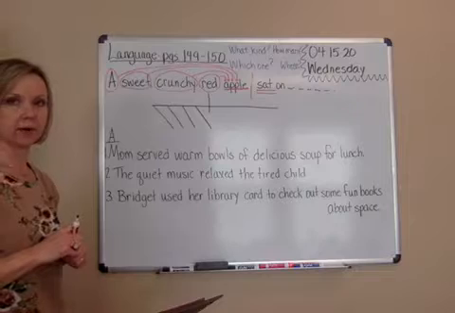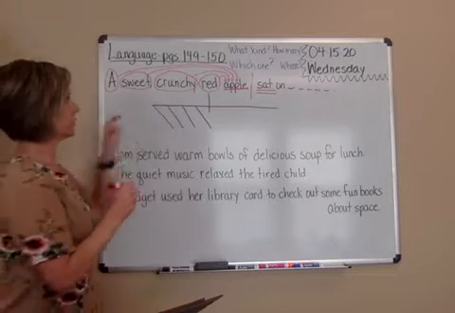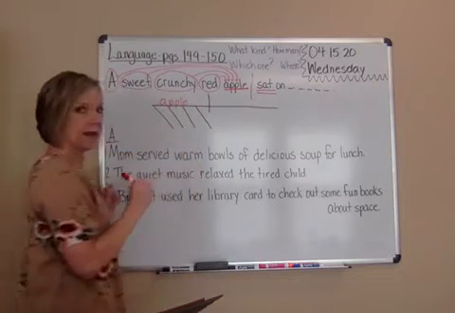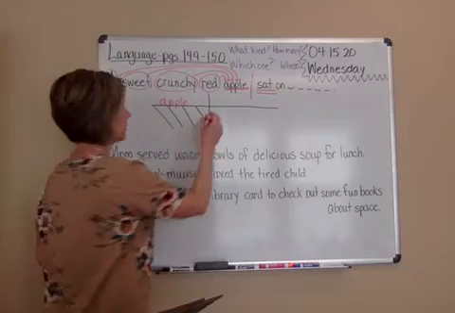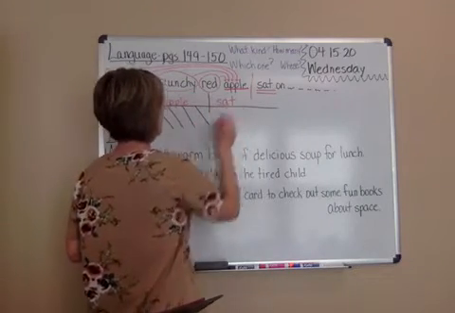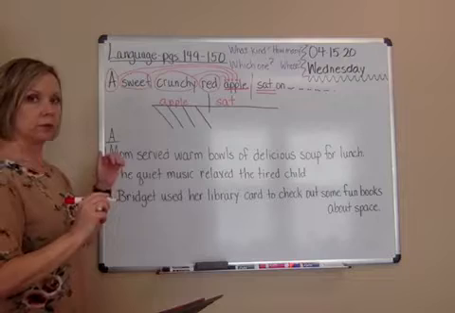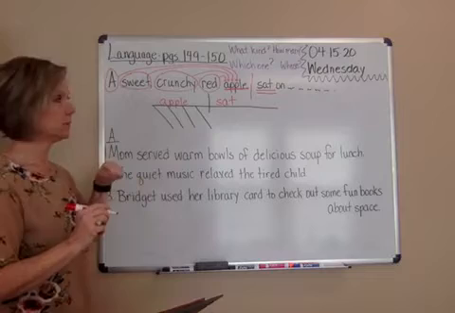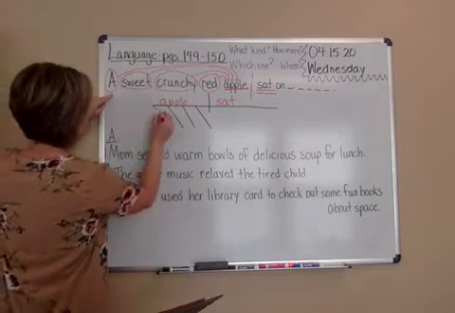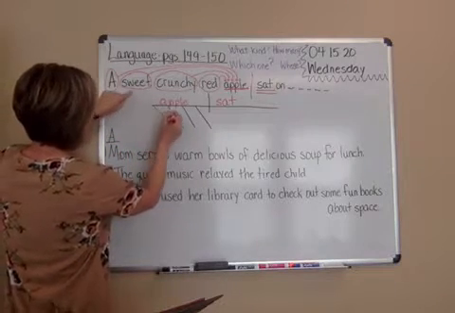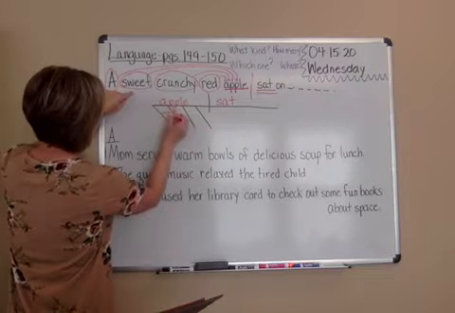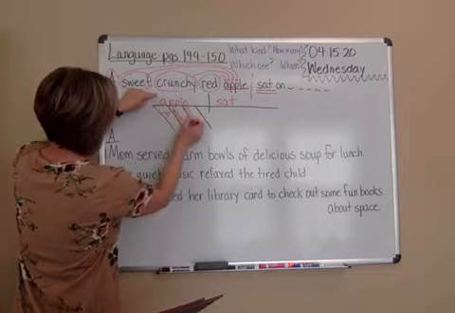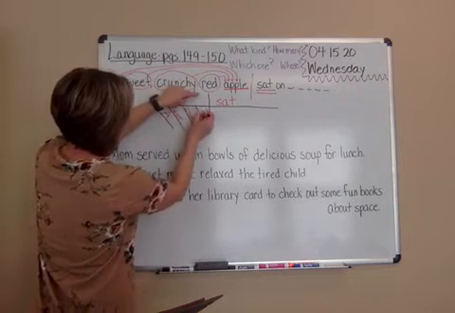So now we're going to come down and diagram. Just as normal, our subject goes here, and our subject is apple. What did the apple do? It sat, right? Now be careful here. You want to be sure that you list your adjectives in order, okay? So we're going to start with a, sweet. Then you have crunchy, right in order, and then red.